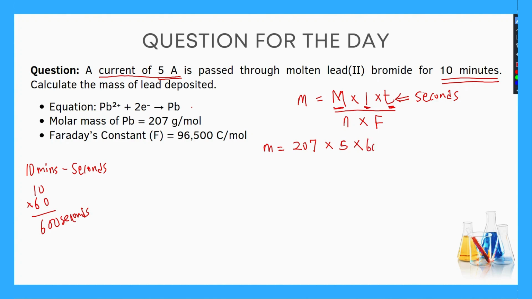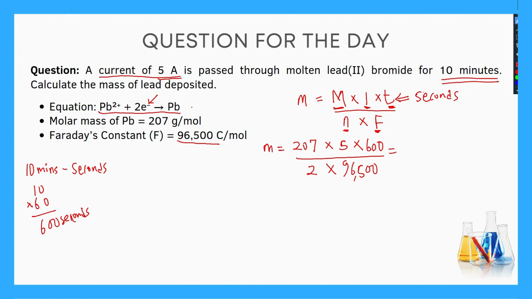So we have multiplied by 600 divided by N. N stands for the number of electrons that are used in the reaction, and from the equation here you can see we have 2 electrons that were used. So N is equal to 2, multiplied by F, which stands for Faraday's constant, and they've given us that to be 96,500. I hope you're seeing how each of these steps are being taken.